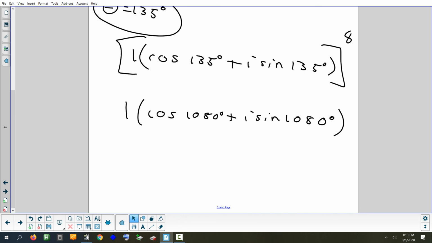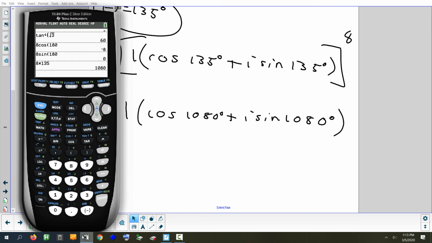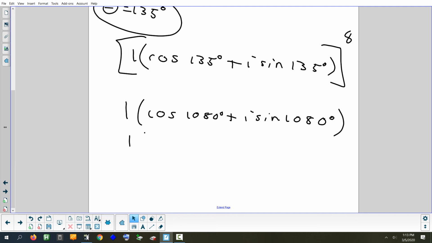But I would not have an answer like that as a multiple choice answer on a test. Why? Because you can simplify, or you can make it within 0 to 360. Yeah, you always want your angle between 0 and 360. So how do you do that? Subtract 360. That gives you 720. And then you could actually subtract 2 more times. So what's 1080 the same as? 0 degrees. So it's 1 cosine 0, I sine 0. That's the trig form of the answer.